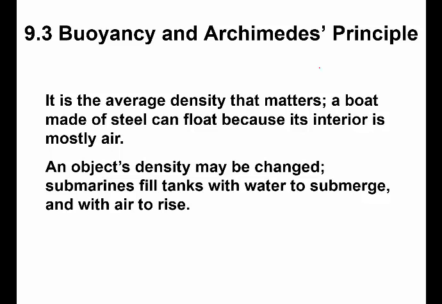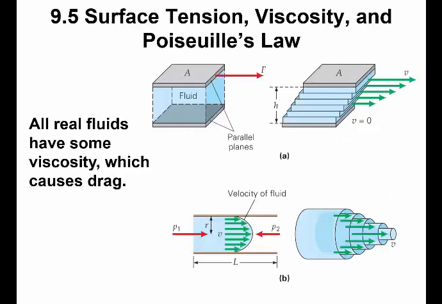So coming back to our balloon, the average density of our small balloon was larger than the average density of our larger balloon. This is how a boat made of steel can float, because its interior is mostly air. An object's density can be changed. Submarines fill tanks with water to submerge, and then they dump that out so that it fills with air in order to rise. So that's how it can do both things, float and sink.